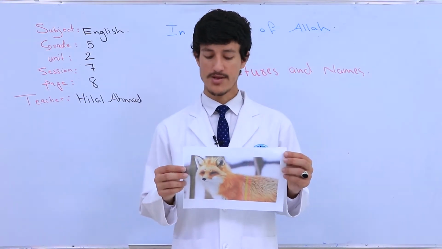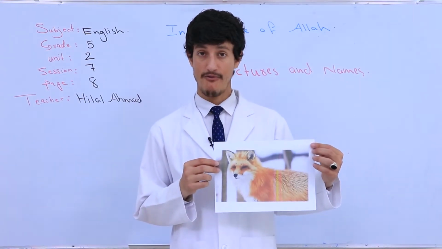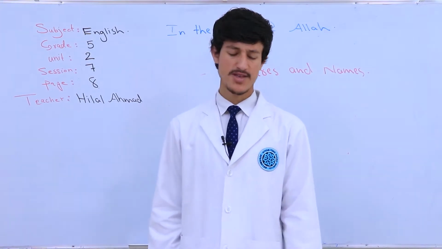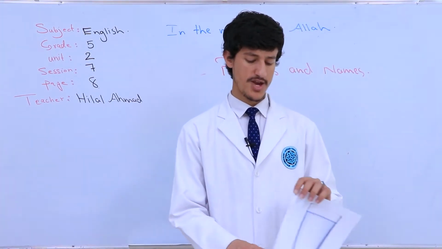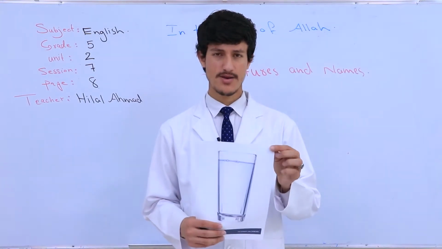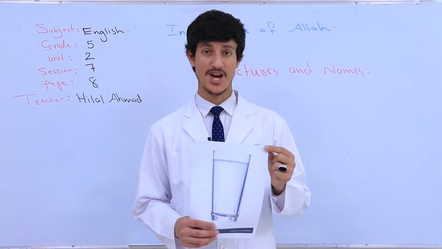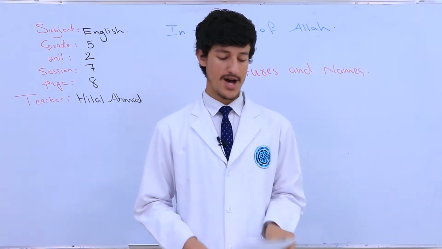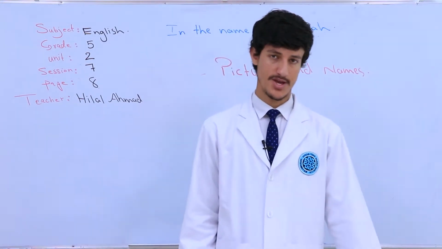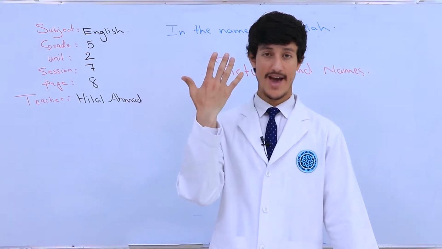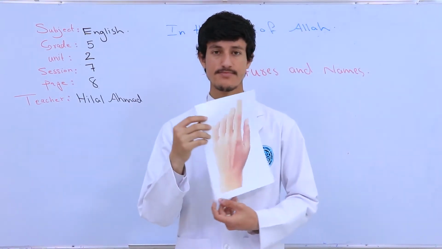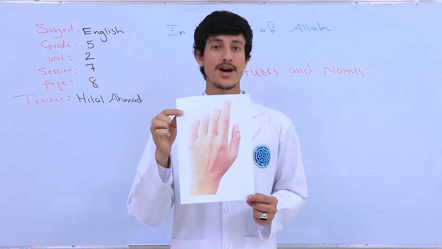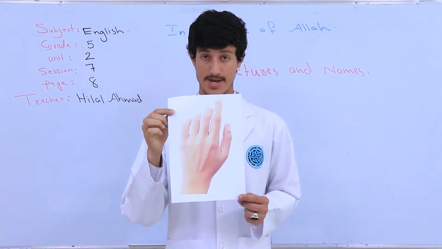Fox. What? Fox. After fox, what is the next picture? The next picture is glass. What? Glass. And the next picture after glass is hand. What? Hand. This is hand.